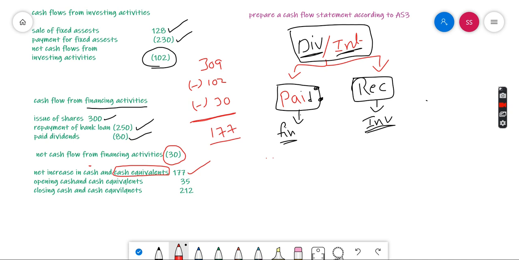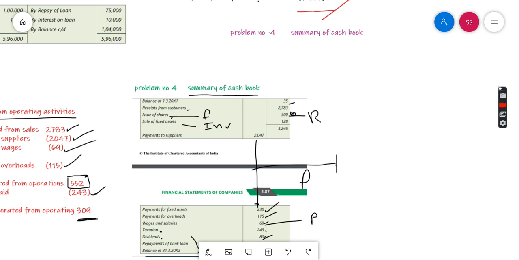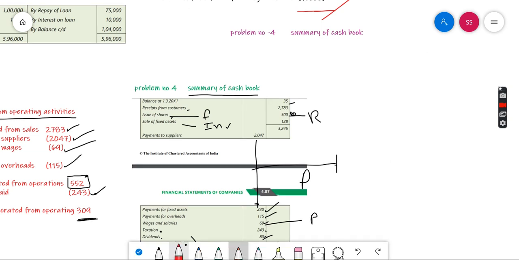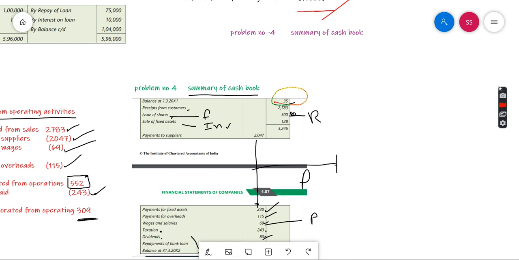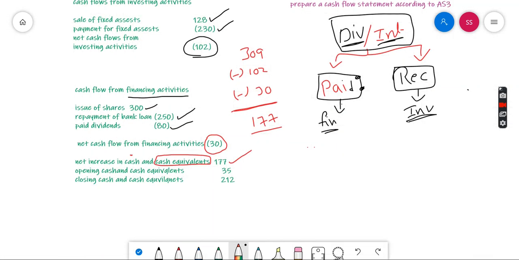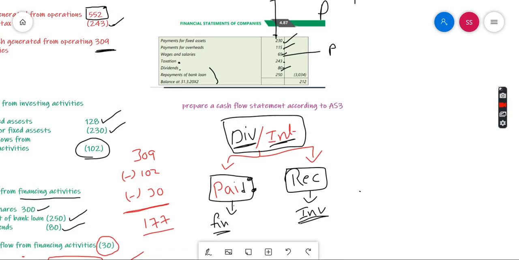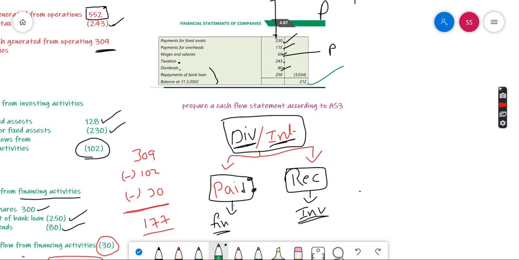177. For that, if you add the opening cash balance, what is the opening cash balance? Here they give 35. So if you add the opening cash balance 35, you will get the ending, which is 212. You will get the closing cash and cash equivalents, which this figure is also given in the question. That means whatever we did so far is correct.